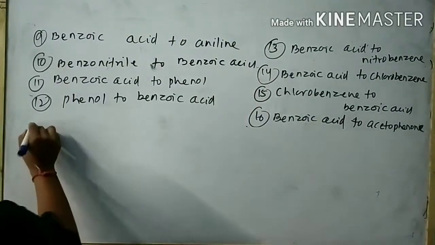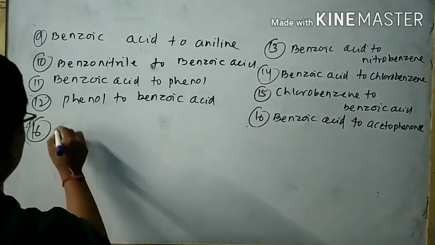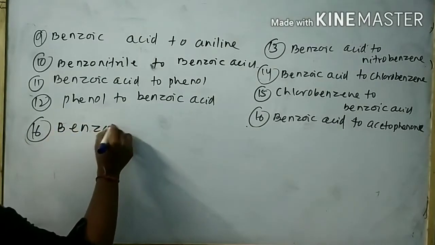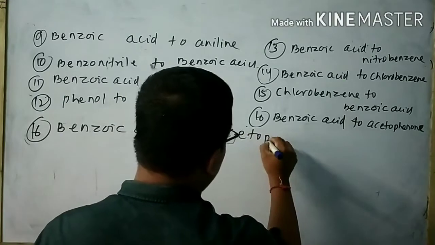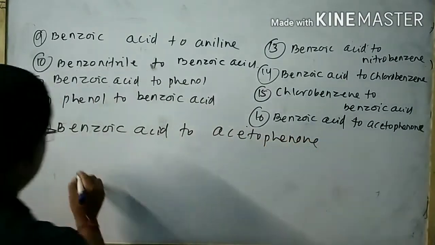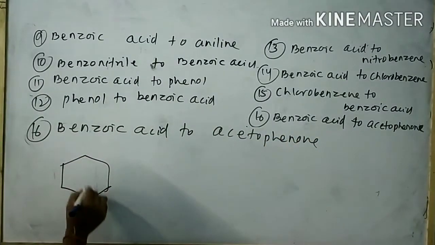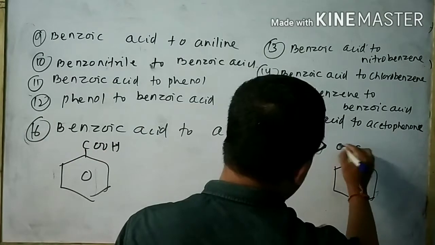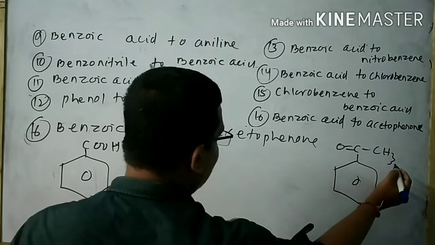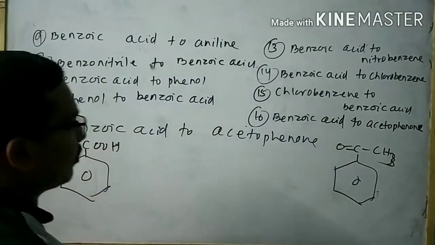Now I will solve question number 16, that is your benzoic acid to acetophenone. The structure of benzoic acid is this. This is the structure of benzoic acid and this is the structure of acetophenone. Our aim is to convert the benzoic acid to acetophenone.